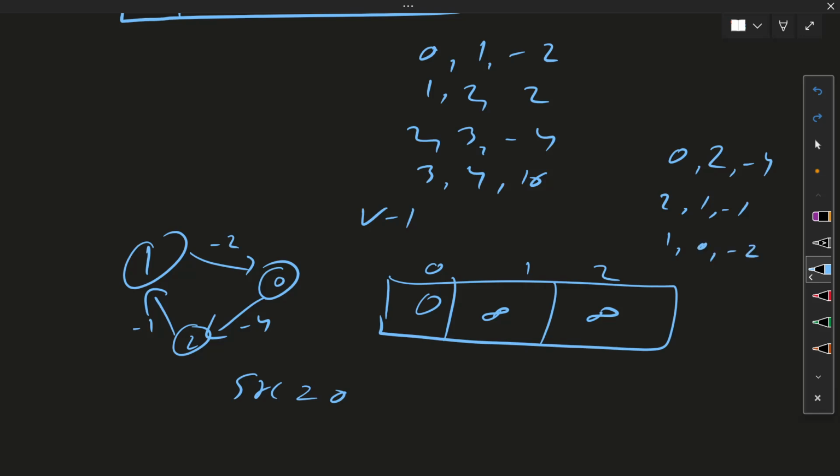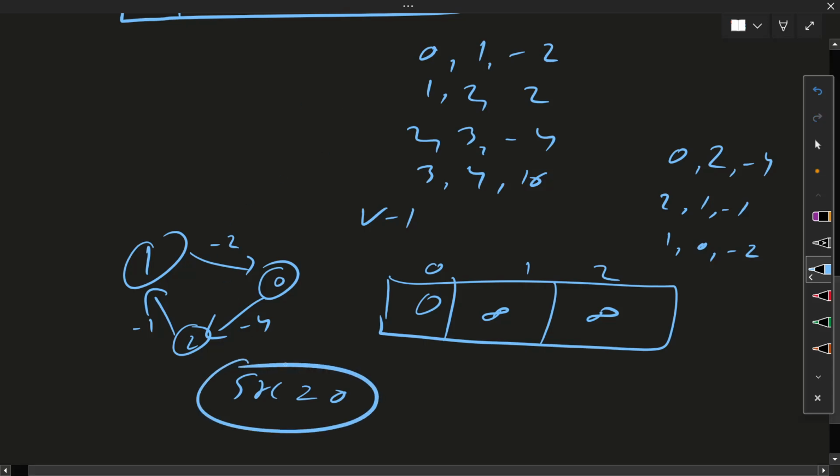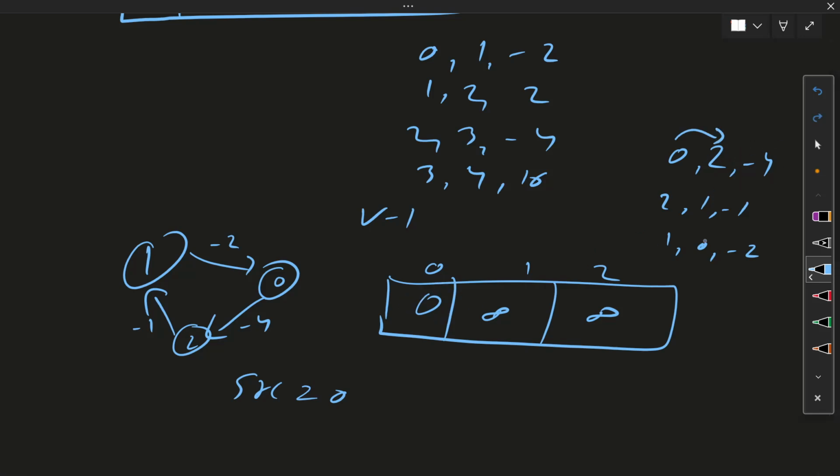So let's continue, let's restart. Our starting index is 0. So from 0 to 2, the cost will be minus 4. So to reach 0, we have this, then we got minus 4. Then to reach 2 to 1, we have to bear this, then bear this. So what we got? Minus 5.